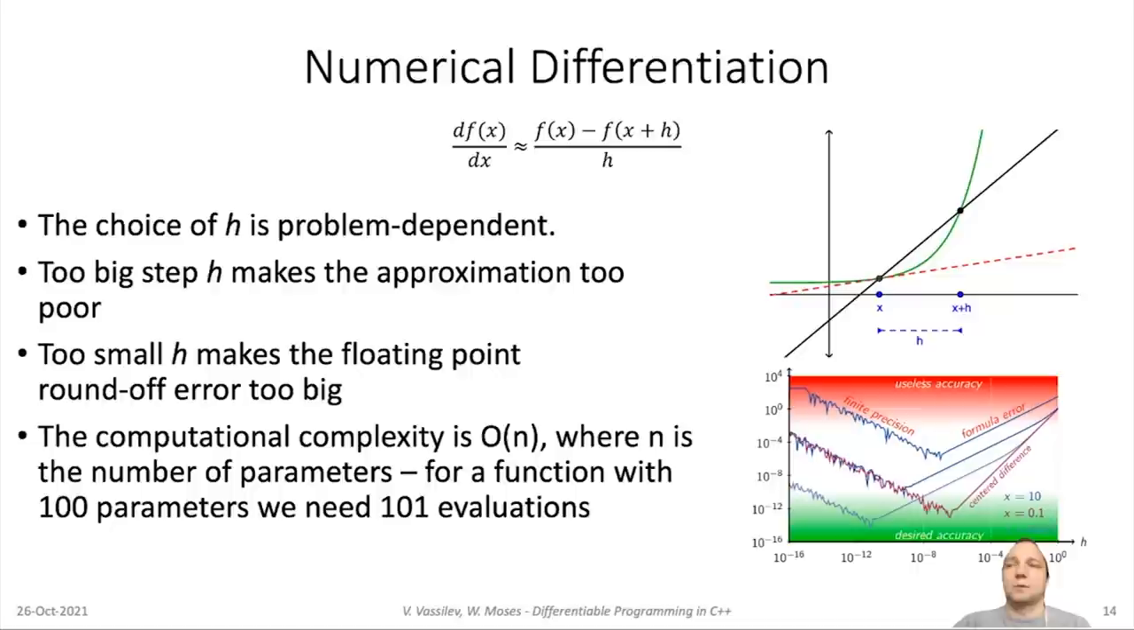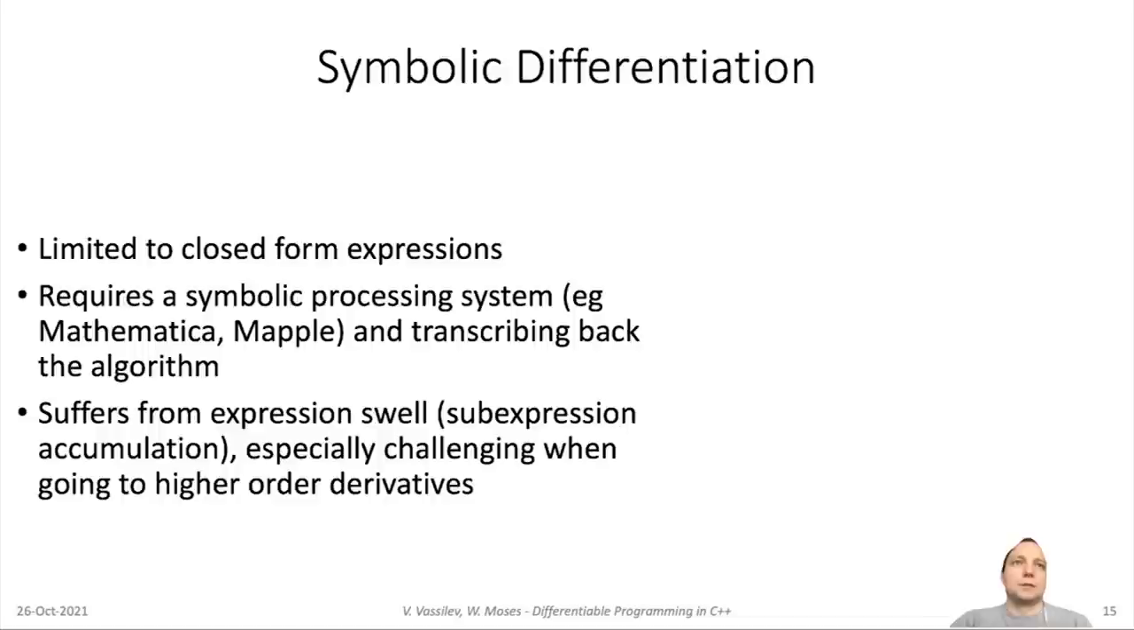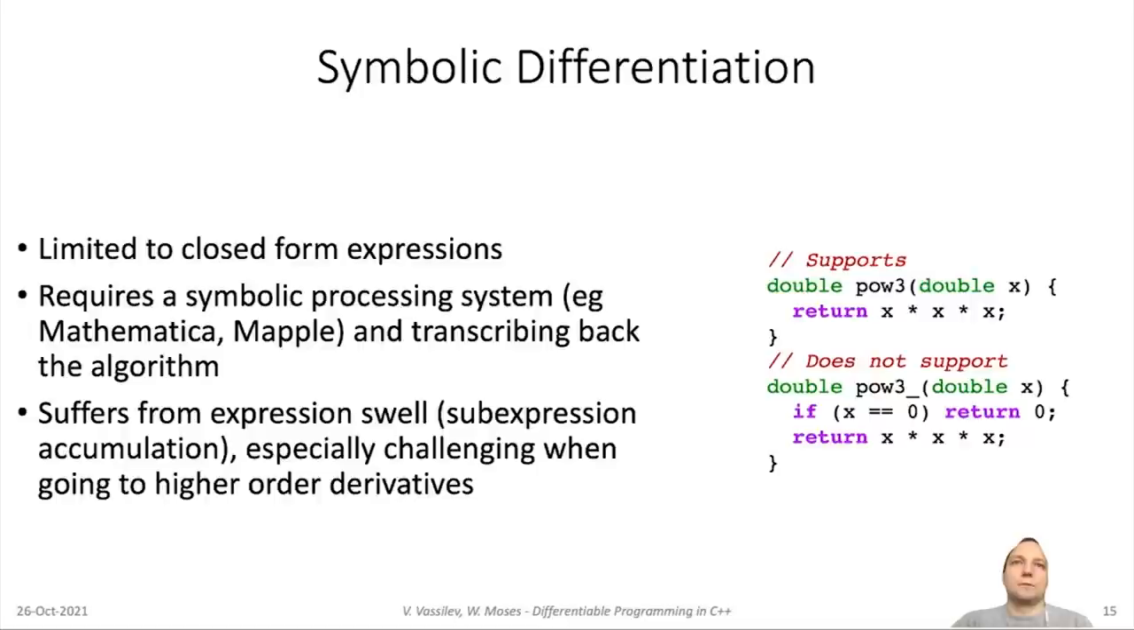Performance and approximation. Symbolic differentiation is limited to closed form expressions. That is, we cannot have control flow. In the example on the right hand side, one can differentiate symbolically the function above, but not its semantic equivalent below. This approach requires symbolic processing and requires transcribing back the result into an algorithm.